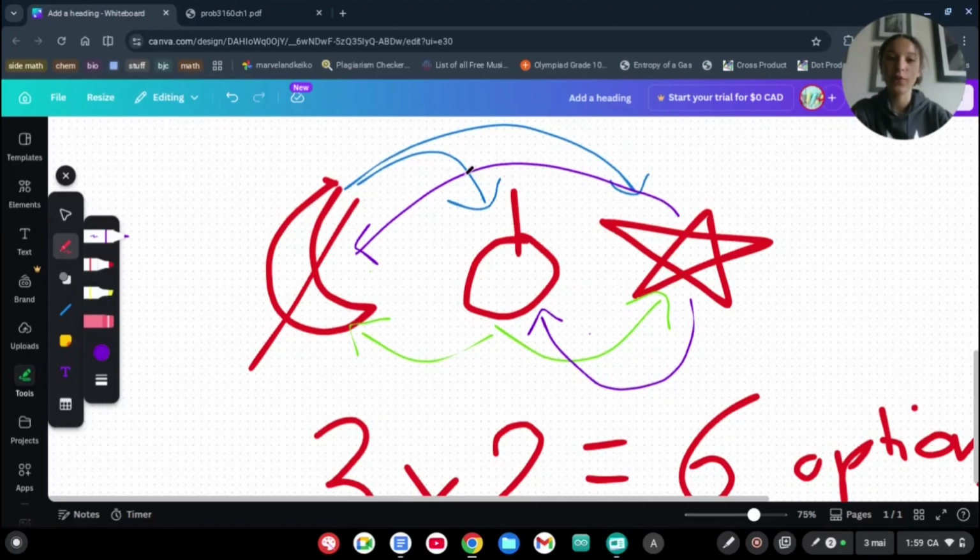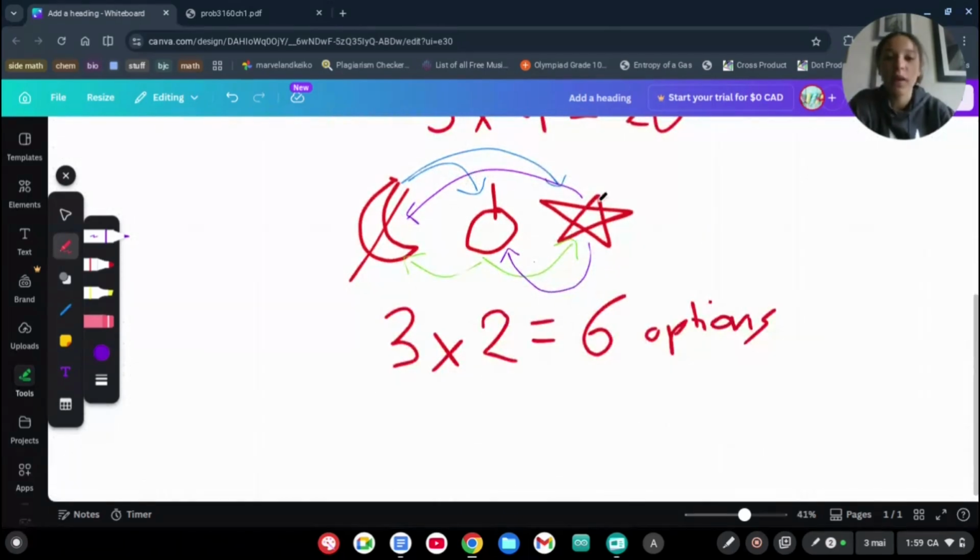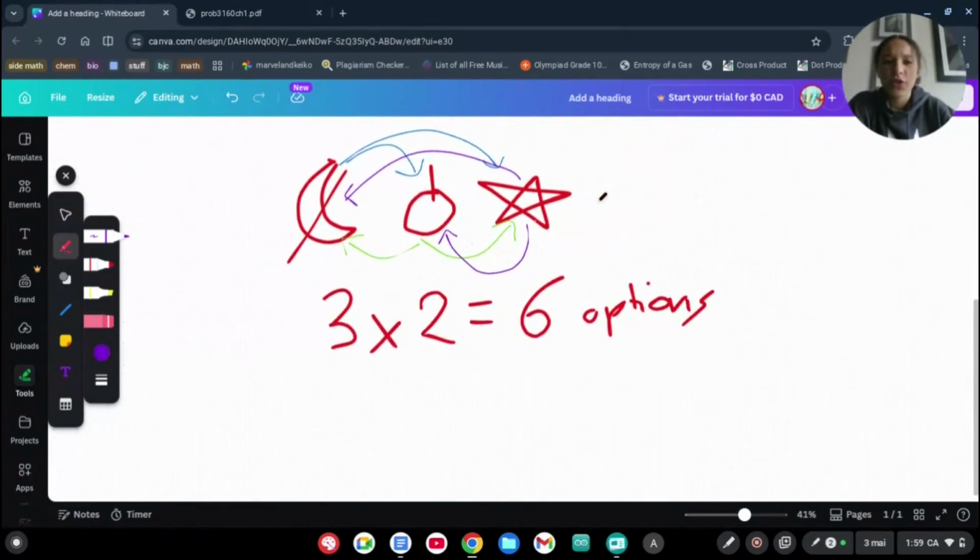Now, of course, we're doing some overcounting here, but maybe let's address that now. Hopefully you guys understand this multiplication.